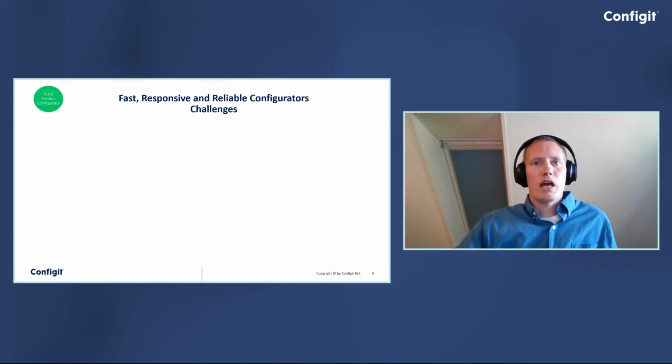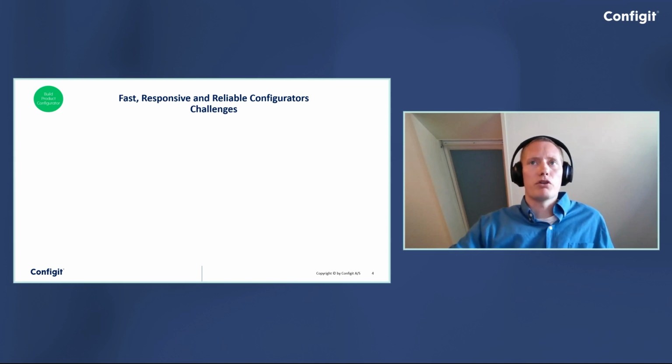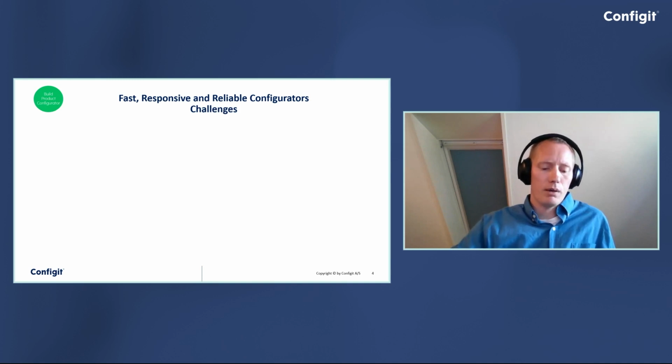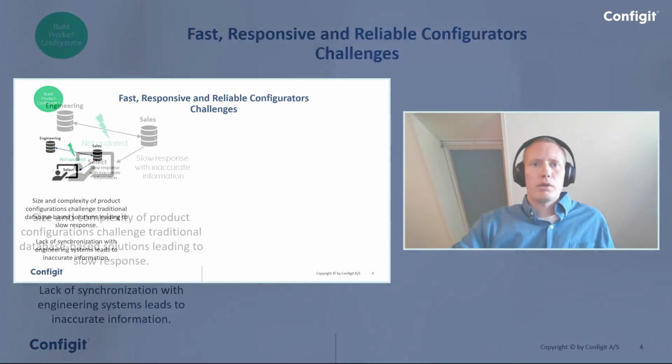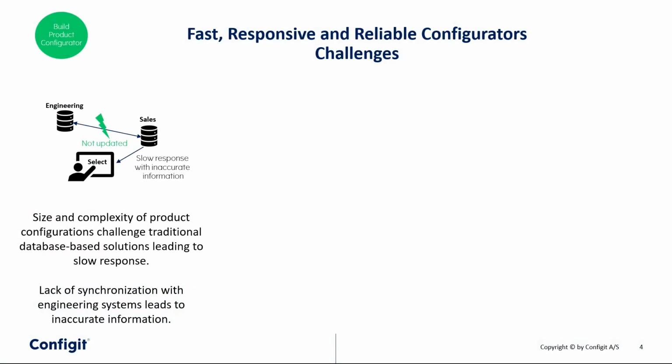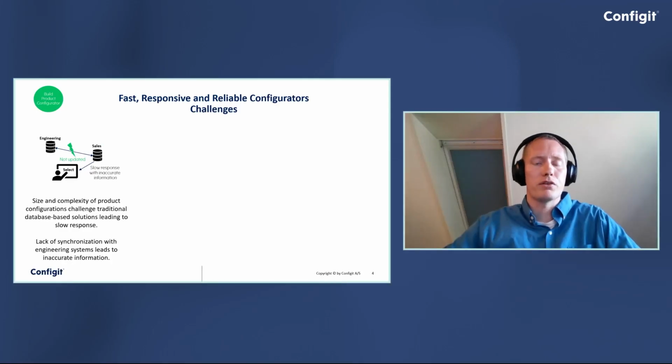Let's talk a little bit about the challenges that typically happen when you're trying to build configurators and when you're building and exposing your configurable products to your users. First of all, size and complexity of product configurations is a massive challenge to most configurator applications. Of course, the more complex your product offering becomes, the more challenges it will impose, especially on traditional database-driven solutions, but also sequential configurators, which will lead to slow responses. Besides that, you often see a lack of synchronization between your engineering system and your sales systems, which again leads to inaccurate information that you expose to your users on the configurators.